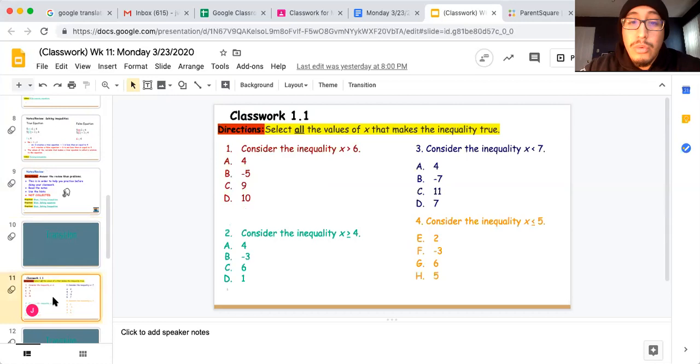All right. So for classwork 1.1, we have: select all the values of x that make the inequality true. So this is very similar to the warm-up, practically the same. The only difference is it's not in a table. It doesn't say yes or no. But it's very similar. So here we go. Let me get my whiteboard ready. There we go, we got our whiteboard.